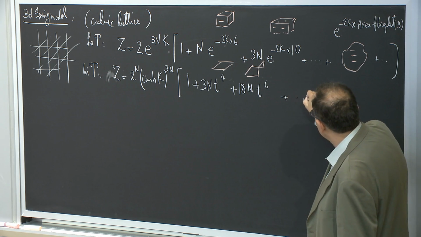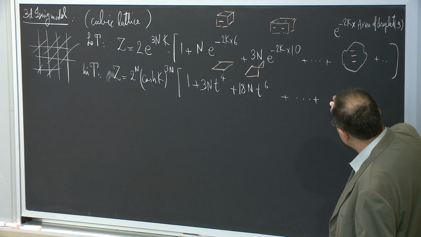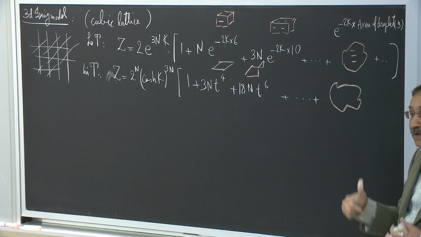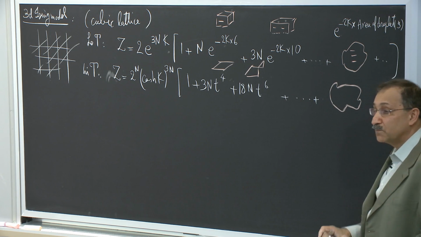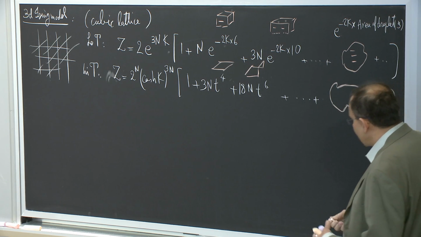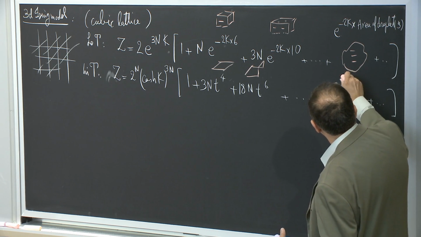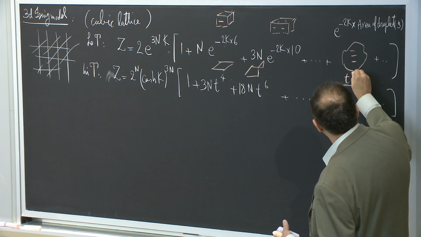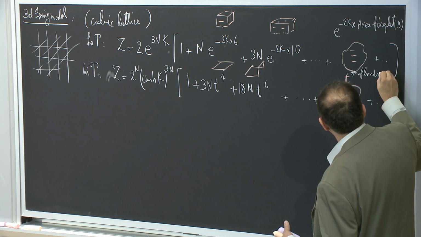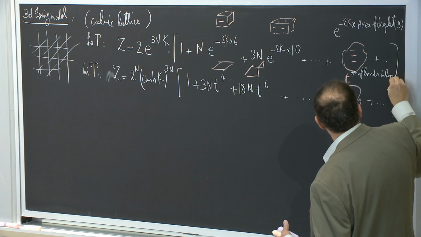And so you go, and the generic term in the series is going to be some kind of a loop. Again, an even number of bonds per site is the operative term. And then I have t to the power of the number of bonds making this closed loop or loops.